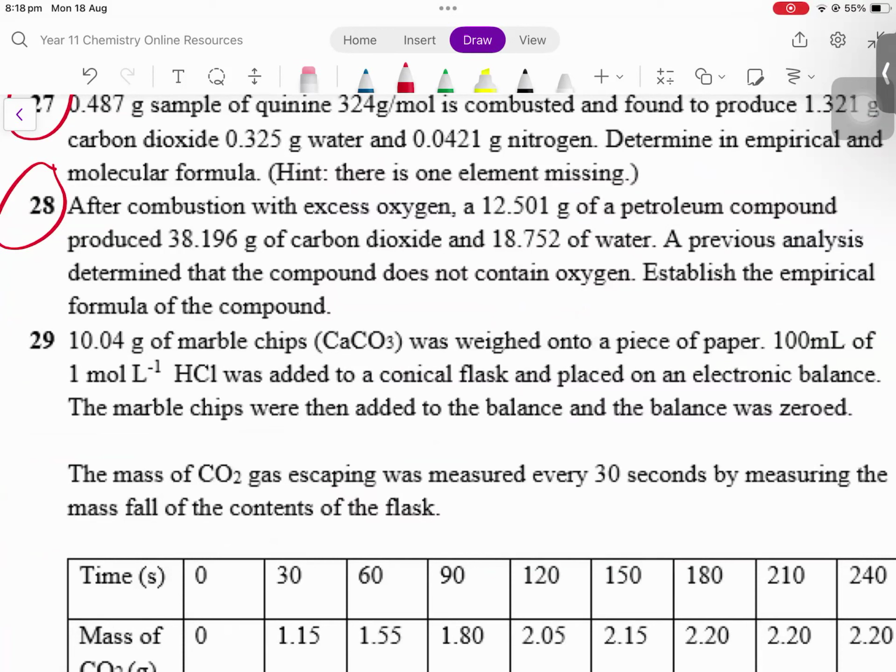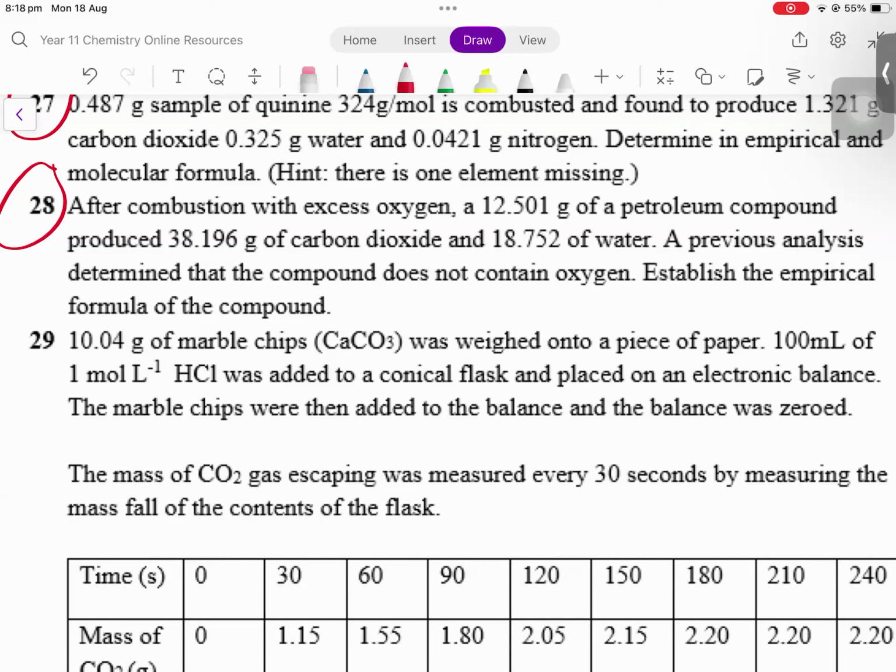After combustion with excess oxygen, 12.501 grams of petroleum compound produced 38.196 grams of carbon dioxide and 18.752 of water. A previous analysis determined that the compound does not contain oxygen. Establish the empirical formula of the compound.